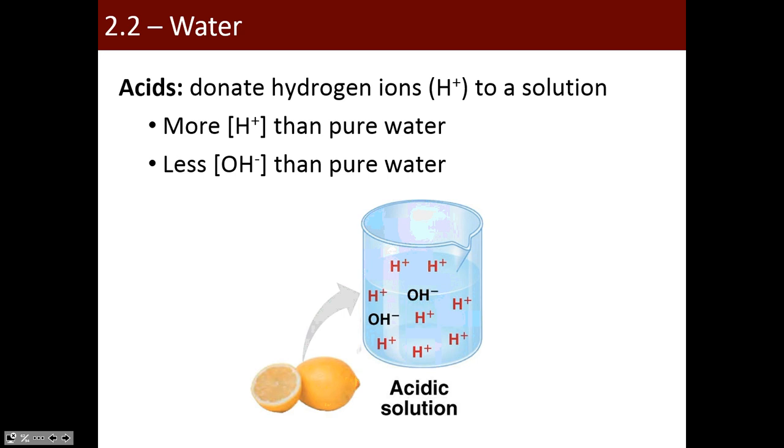So an acid has more hydrogen ions than pure water, and fewer hydroxide ions than pure water. Okay? The concentration of hydrogen ions is up, the concentration of hydroxide ions is down. Depending on what I add, what acid I add, this difference will be greater or lesser, right? Something like lemon juice is not going to have as strong an impact as a little bit of battery acid or some stomach acid, something really strong. Okay, that make sense?